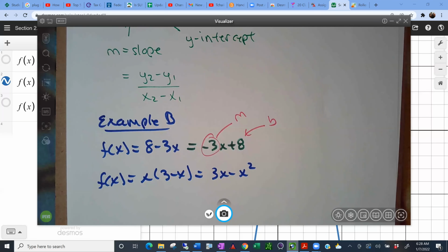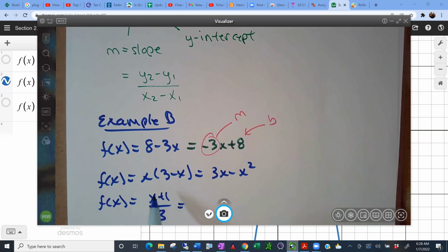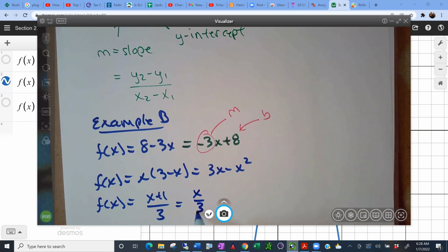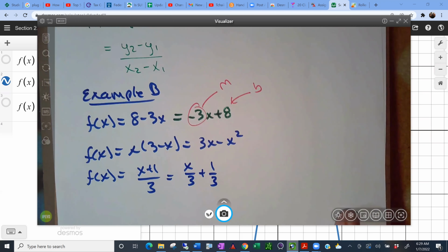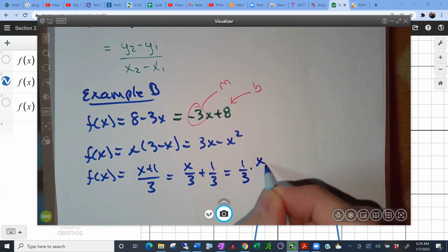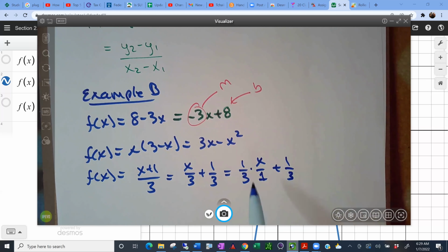Finally, the last one is f of x is x plus 1 over 3. Well, all I see is x to the first power, so it could be linear. If we wanted to put it into this form, then here's what we could do. You could write this as x over 3 plus 1 over 3. And now that x over 3 can be rewritten again. And I'll do this slow. A lot of you could probably do this in one step in your head, and that's fine. I'm going to write this as, let's see, I'll write it as 1 over 3 times x over 1 plus 1/3. When you multiply fractions, you multiply their numerators and you multiply their denominators.